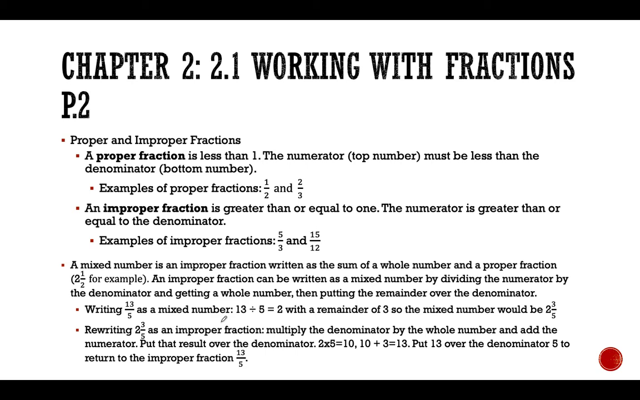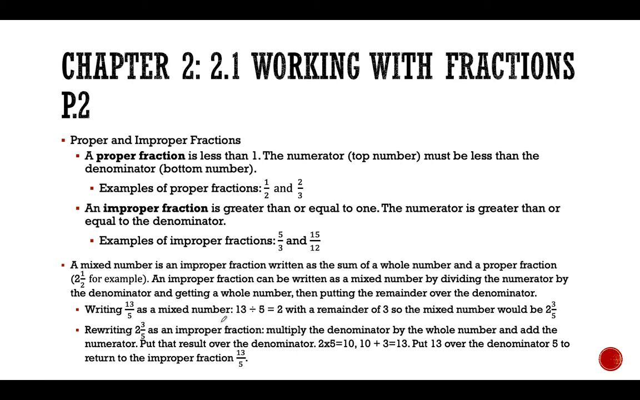A mixed number is an improper fraction written as the sum of a whole number and a proper fraction. So for instance, 2 1/2: 2 is the whole part, 1/2 is the fraction part. An improper fraction can be written as a mixed number by dividing the numerator by the denominator and getting a whole number, then putting the remainder over the denominator.